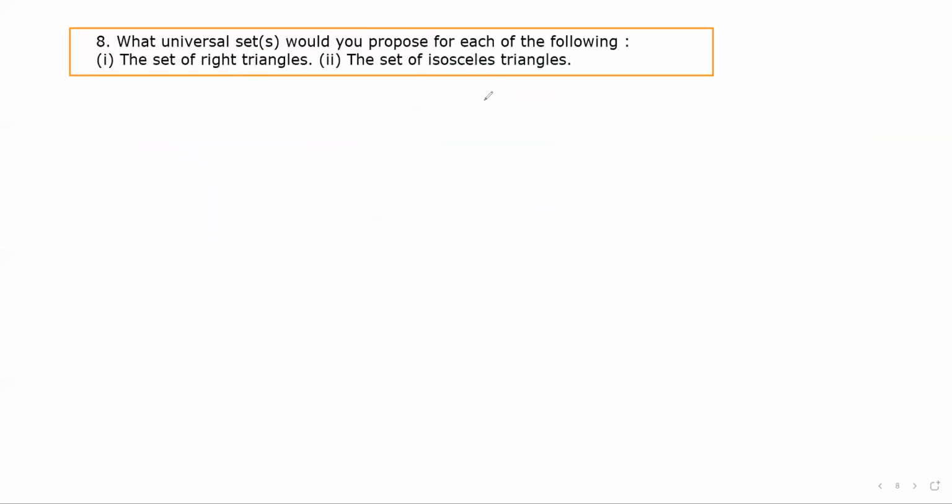What universal sets would you propose for each of the following? Now, U is a set. Universal set is that set which should contain all the elements of the set. If you consider A to be a set of right triangles, right triangles means at least one of the three angles should be equal to 90 degrees. If one of the angles is 90 degrees, the other two will always be less than 90 degrees, and they will be acute angles.